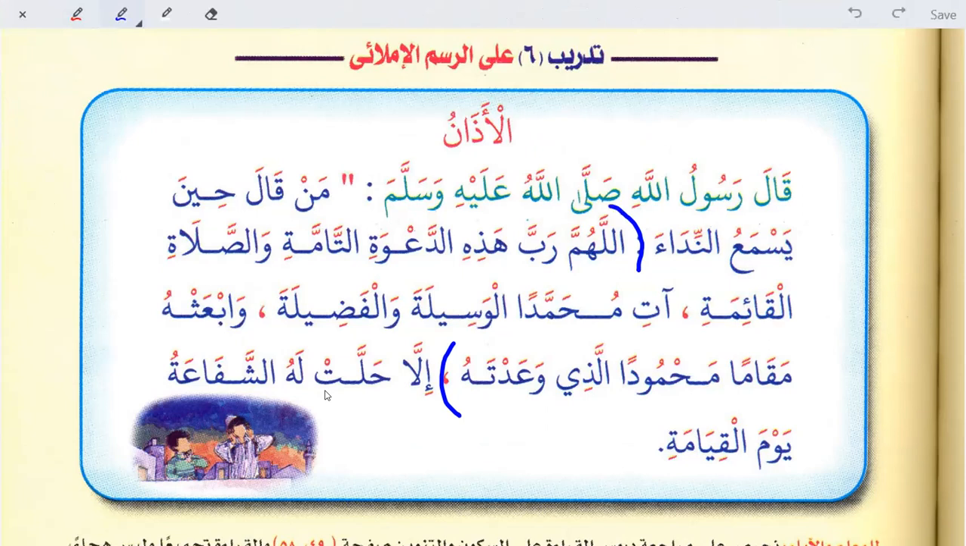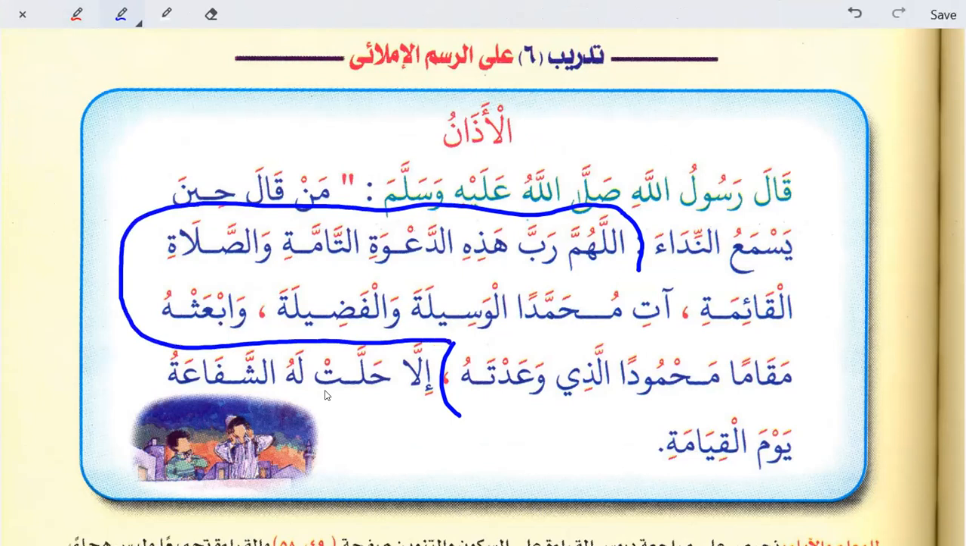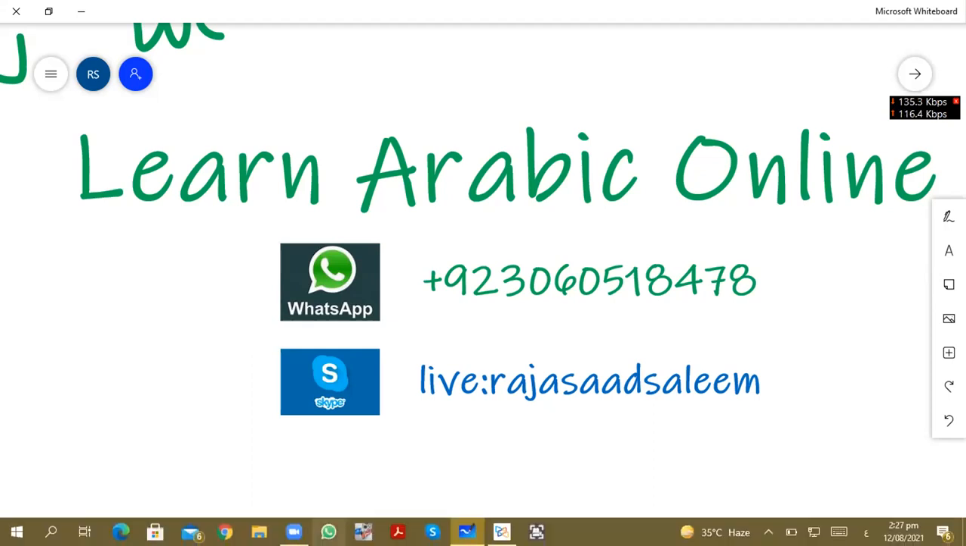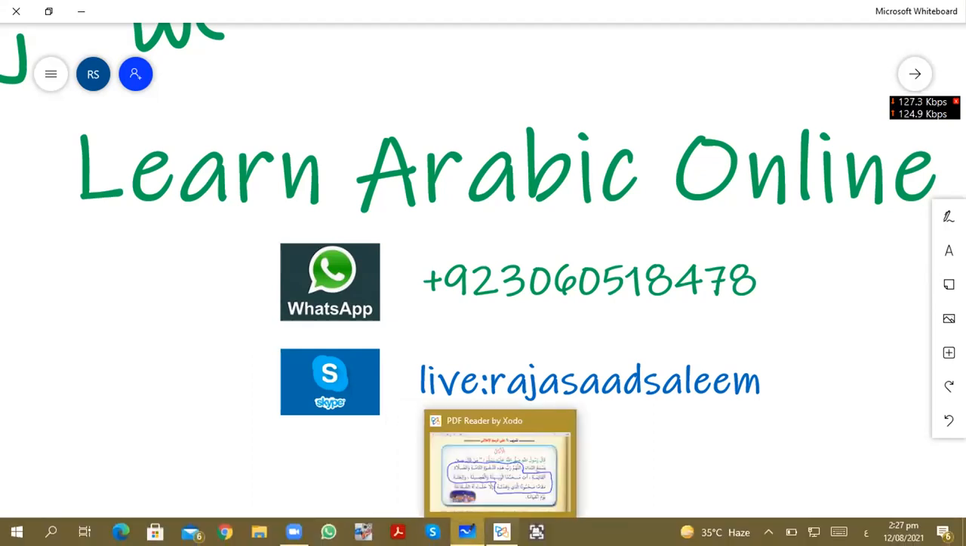Latifa, have you memorized this dua? Yes. Okay. Recite it without looking at it. Allahumma rabba hazihi da'watit tamma.